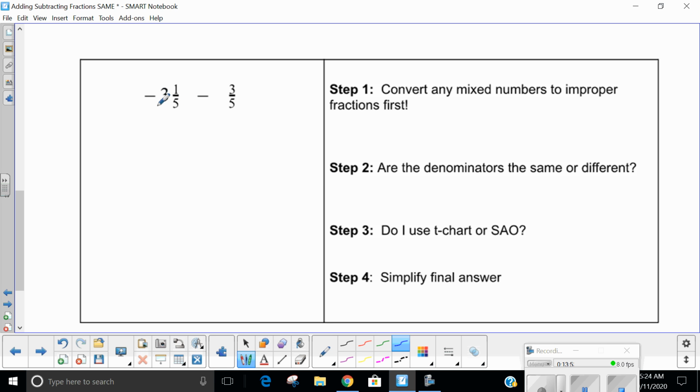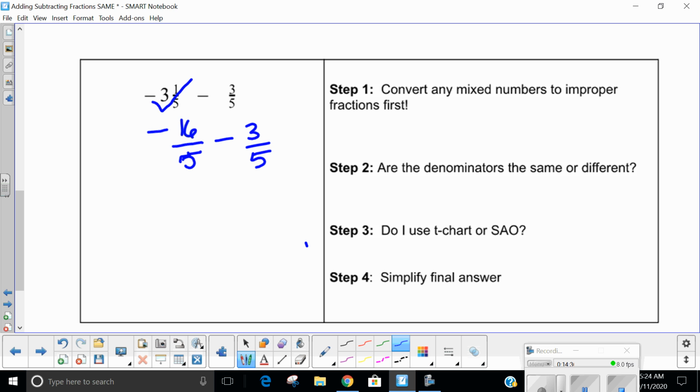So remember, we can use the check process. And we do our check. And we say 5 times 3 is 15, plus 1 is 16. So this is negative 16. We don't want to forget the sign in front. And then we keep the same denominator of 5. So 16 over 5 minus 3/5, because that's just a traditional fraction.